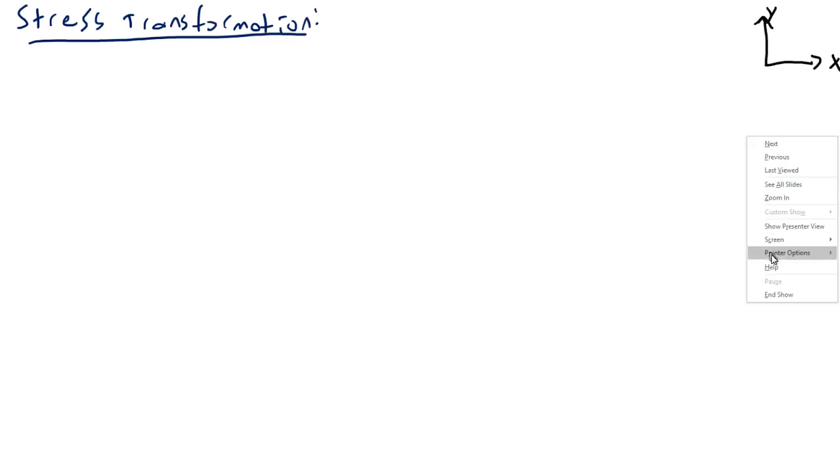All right, so the first thing we're going to consider is that we have the global x and global y, but we then have a shifted axis, the shifted x prime and the shifted y prime axes.